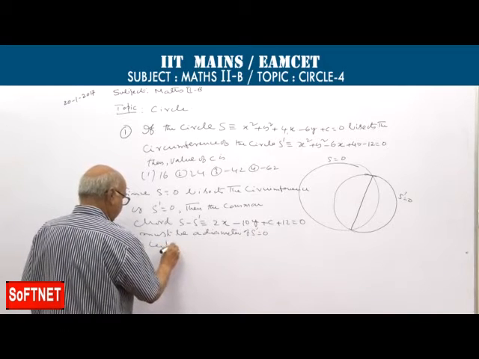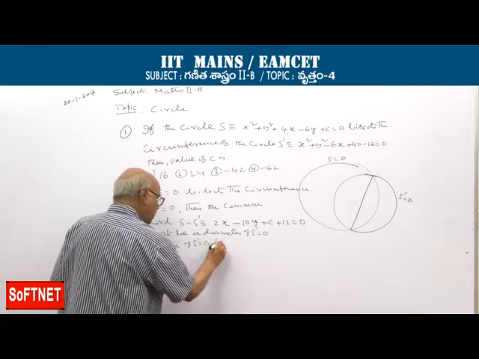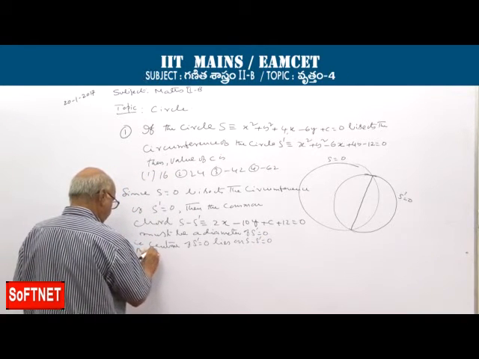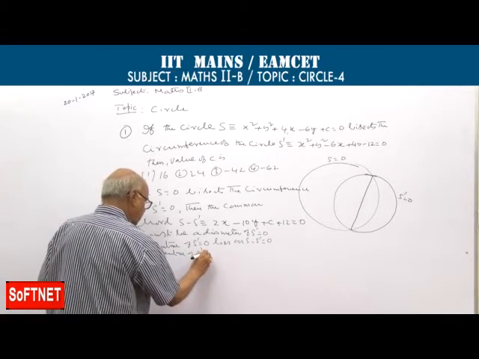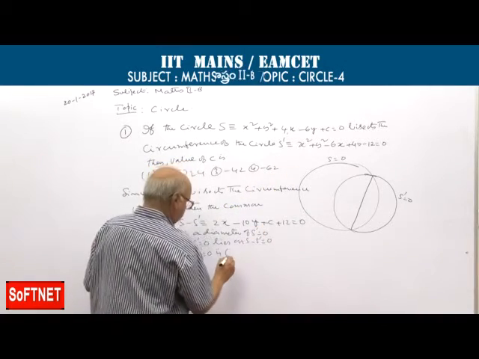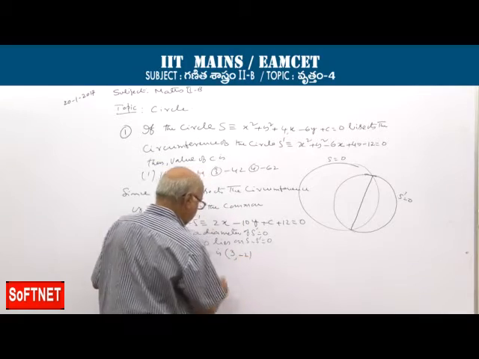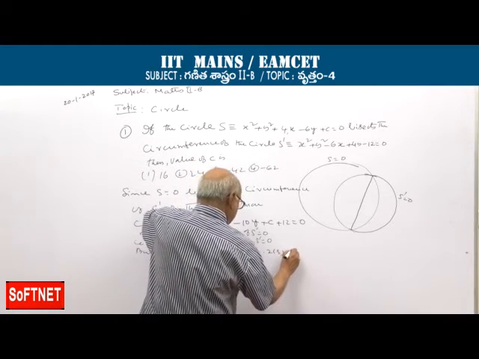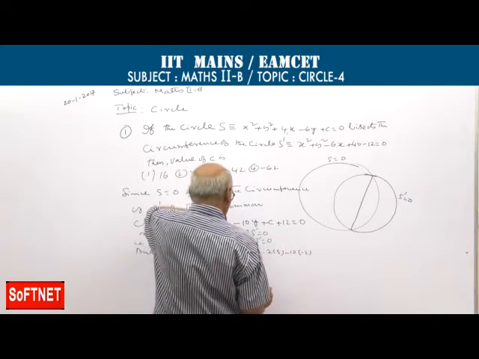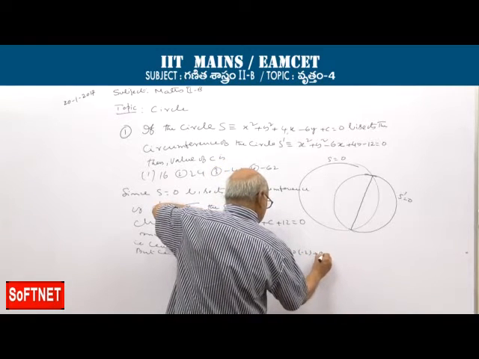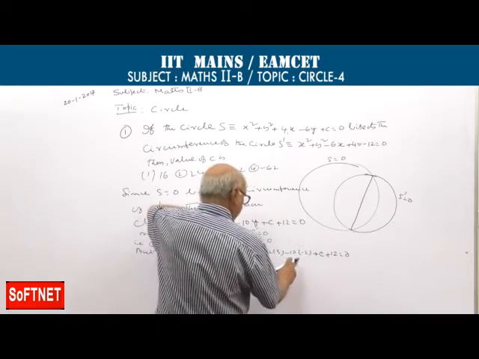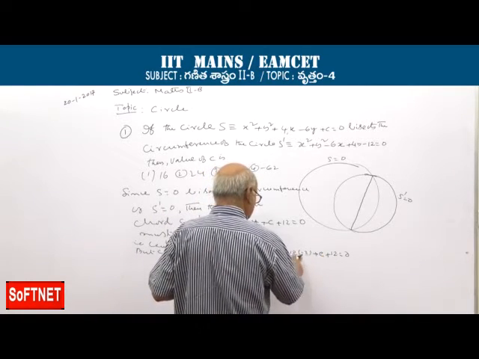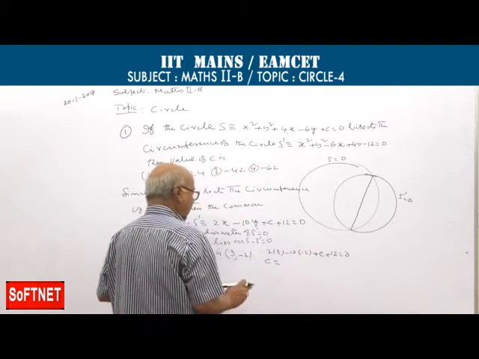That is, the center of S dash equals 0 lies on S minus S dash equals 0. But the center of S dash equals 0 is 3 comma minus 2. So therefore 2 into 3 minus 10 into minus 2, plus c plus 12 equals 0.